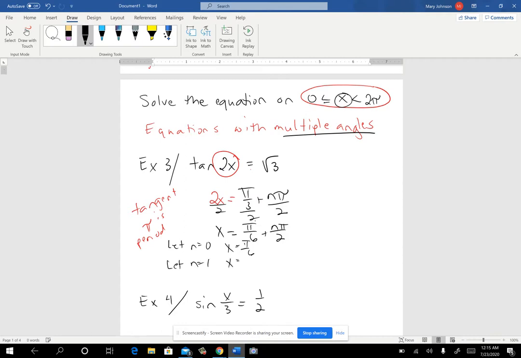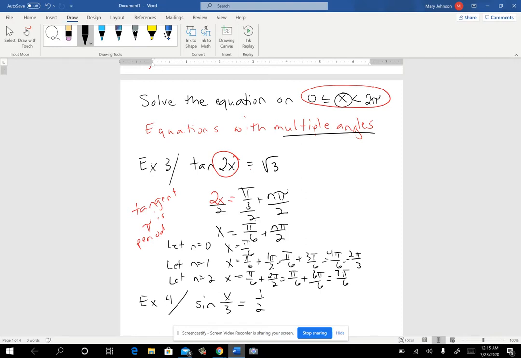Let n equal 1, then x would be pi over 6 plus 1 pi over 2, which is pi over 6 plus 3 pi over 6, which is 4 pi over 6, and that reduces to 2 pi over 3. Now we could have seen that if we looked at our, well, I won't even go there. Let's just use this process. Okay, and then let n equal 2. If I let n equal 2, then that would be pi over 6 plus 2 pi over 2, which is pi over 6 plus pi, basically, which is 6 pi over 6, and that would give me 7 pi over 6.